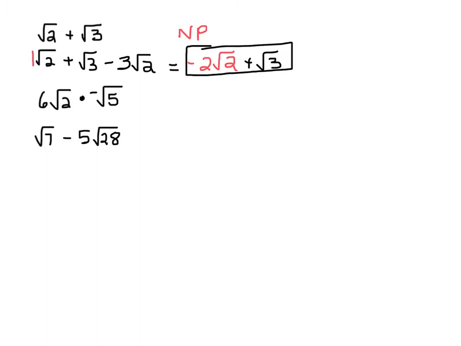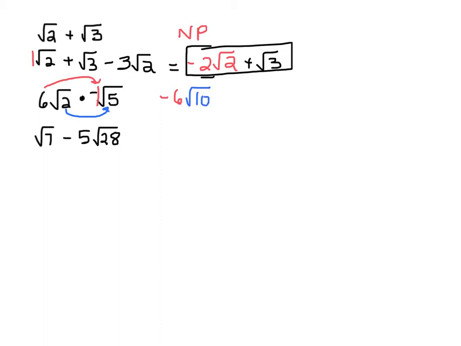What about multiplying? Well, don't forget that outside the square root is a 1, so that's a negative 1. When I'm multiplying, only outside square roots can talk and inside square roots can talk. They can't talk to each other. So when I multiply, I'm going to multiply 6 times negative 1 and get negative 6, and then 2 times 5 and get 10 under the square root.